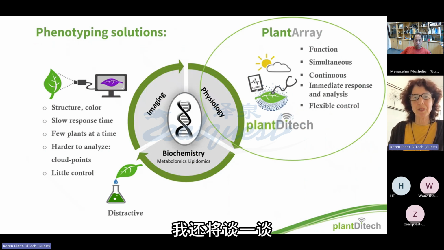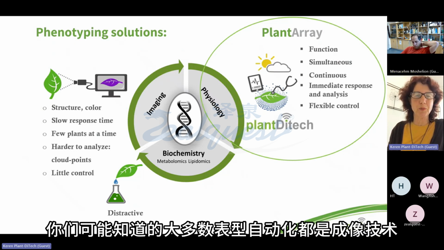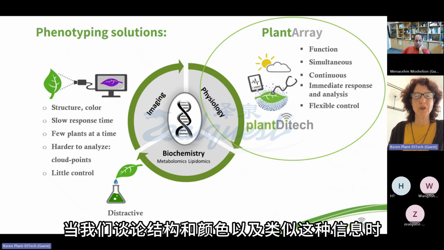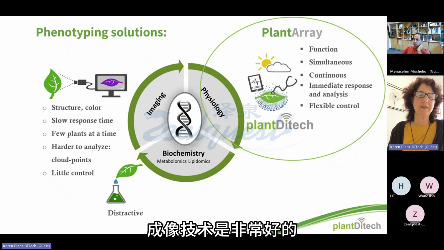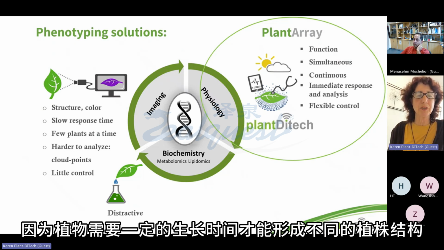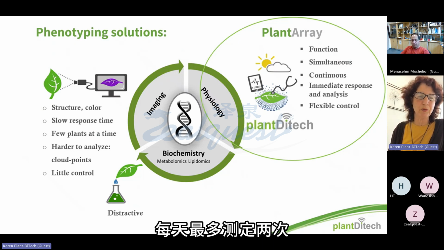I will talk a little bit about how we are different from what is out there in terms of automation for phenotyping. Most of the automation you probably know is imaging. Imaging is very good when we talk about structure and color. It's also slow in its response, because the plant takes time until it develops a different structure. Also, you cannot measure many plants at the same time. You have to measure once a day, twice a day max.